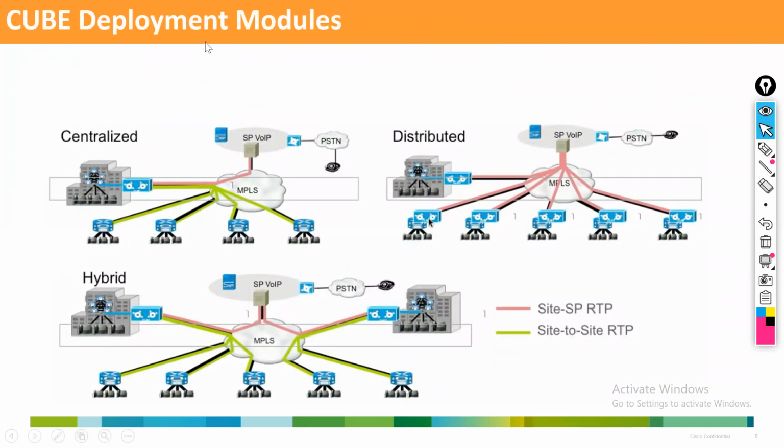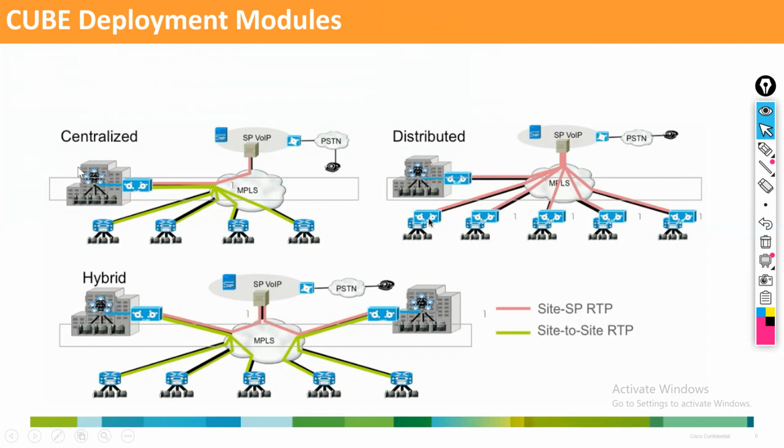Next is the CUBE deployment model. There are three different types of deployment model: centralized, distributed, and hybrid. The centralized one is the very famous deployment model. Many times in class we have already discussed the centralized deployment.